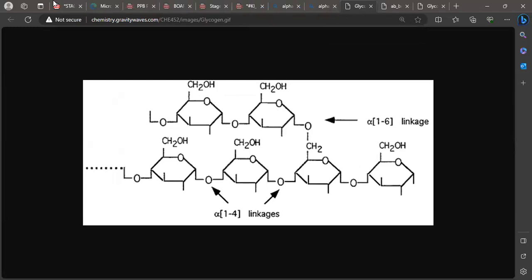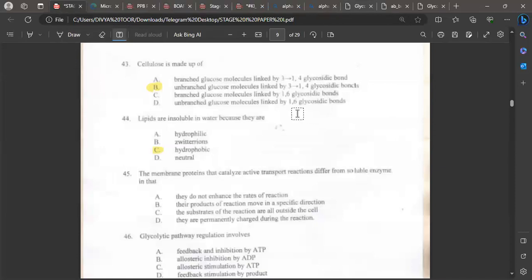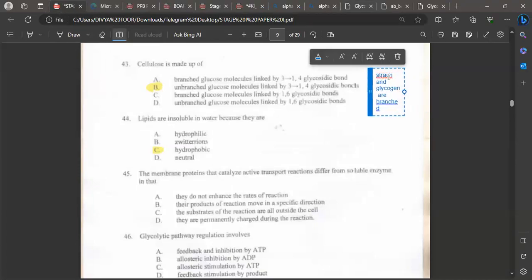Okay. Thank you, Divya. No worries. Yeah. So you say it's starch and glycogen. NS is requesting that the branching be explained again.